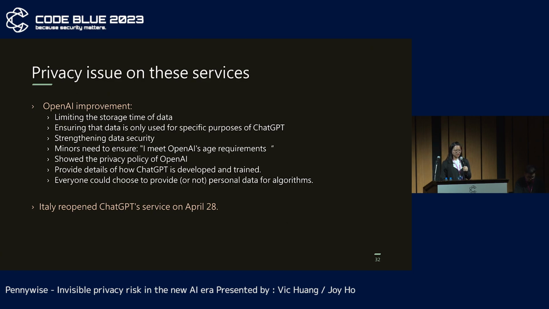The most important thing ChatGPT has done is provide details of how ChatGPT is developed and trained. This is important for transparency because no one will know the algorithm, right? No one will know how the AI will be trained. So the legal requirement sets a monitoring way, to let the company, the service provider, show that to every user. So we hope that could be transparent.